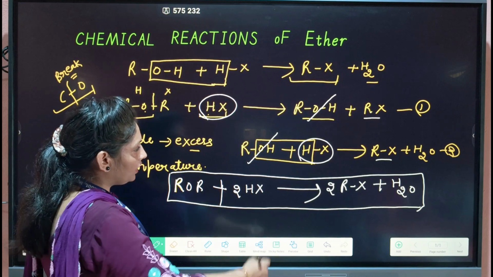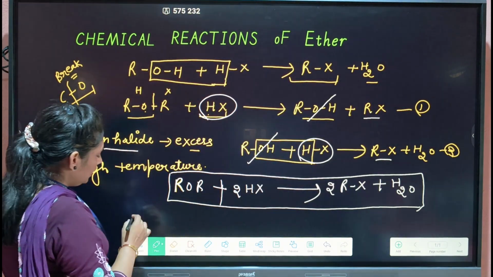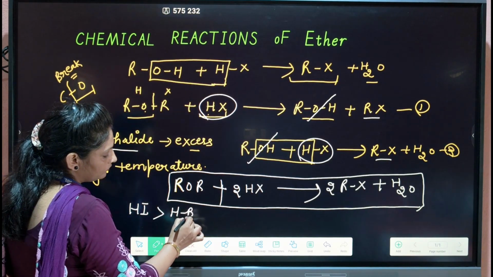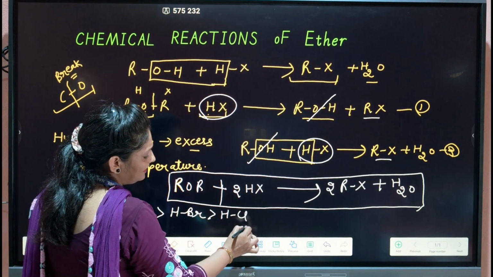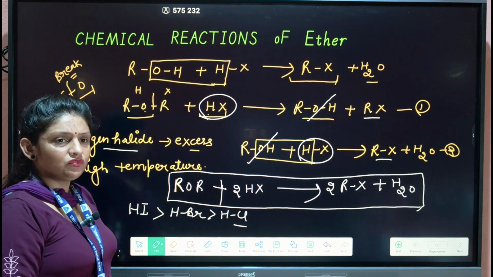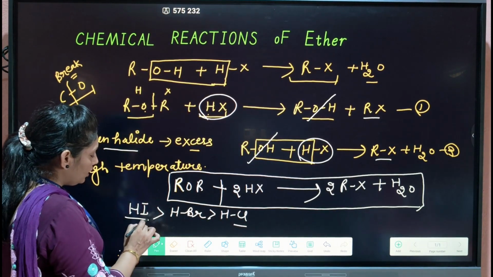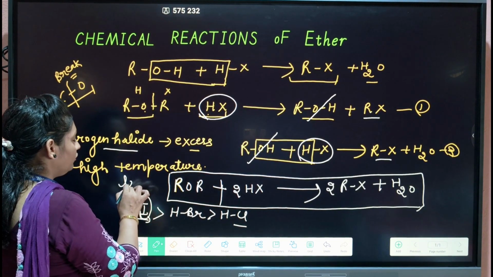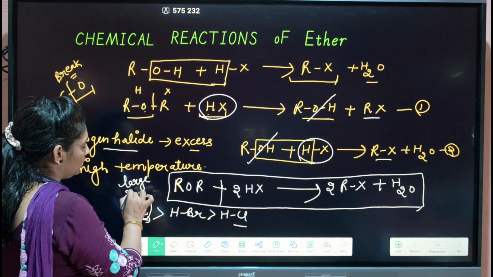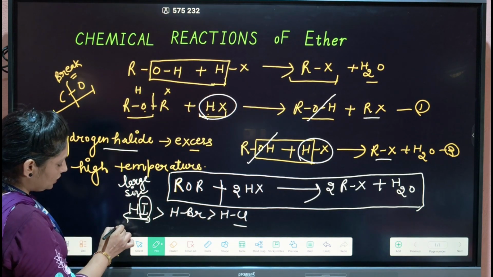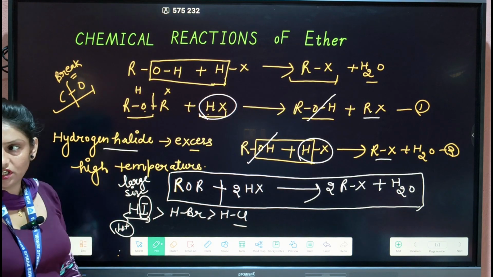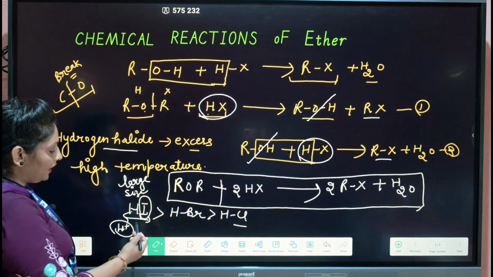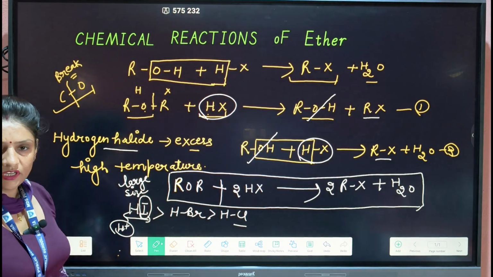What will be the reactivity order for the hydrogen halide? HI will be more reactive, then HBr, HCl and HF. HF is not reactive, it is the least reactive. Why is HI more reactive? Due to the greater size of iodine, it can lose H positive easily. So for hydrogen iodide, reactivity will be maximum. Clear to you or not?